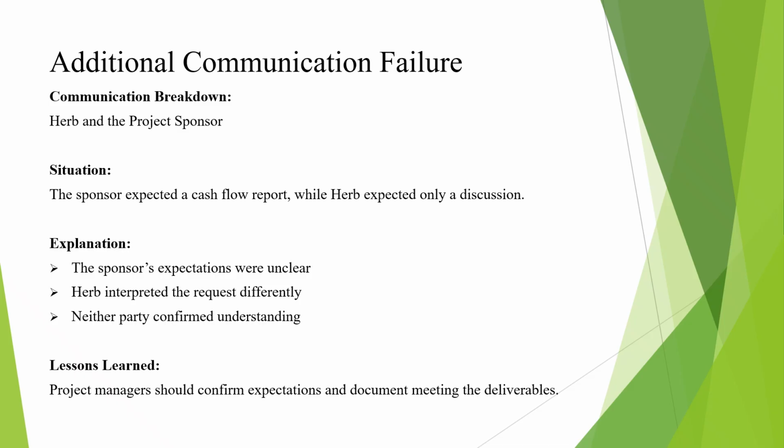It's important, especially when the sponsor expects some sort of deliverable, that you understand what the deliverable is and that you can meet the intent of that. Some lessons learned from this: project managers should confirm expectations and document meeting the deliverables, and need to understand what the project sponsor wants and you can provide for them. I think this was a simple communication failure, but if it was addressed early on and got clarification from Herb as the project manager, it wouldn't have happened.